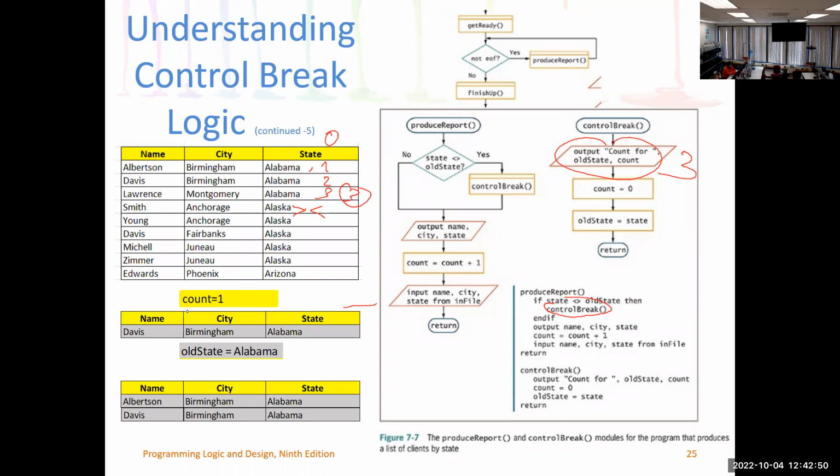Make sense? Now, when the work is three, four, Alabama, you move to, you want to count next, you have to reset it to zero. And again, now the old state here is equal to Alaska, not Alabama anymore. Make sense? Now you do the same in Alabama, Alaska here. One, two, three, four, five. Not the same. Control break. What's the control break? Print it out. Five for Alaska. And so on. Make sense?